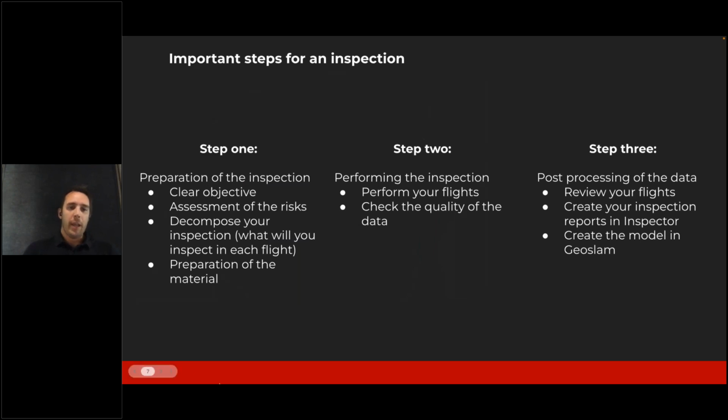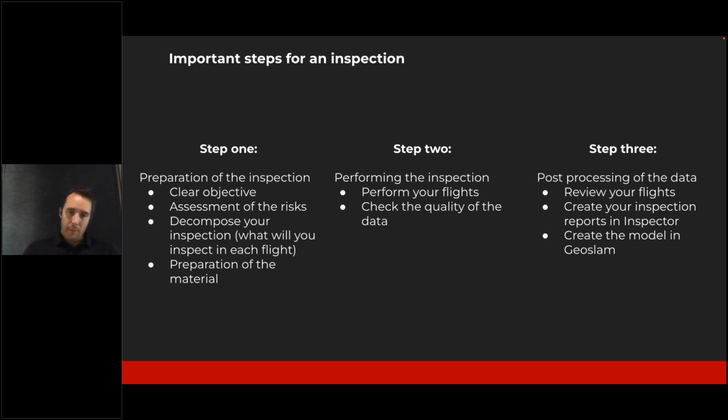Yes, cool, thank you. So the important step for inspection, the first step, is to prepare your inspection, make sure that you have a clear objective, that you have done your risk assessment, that Elios is the right tool for the job. Then also in the preparation, if you want to get the best out of your inspection, is really to decompose your flight and know exactly what you will inspect in each flight. By doing that, it's gonna be way, way easier to do your report at the end and to gather the right data and as quickly as possible.